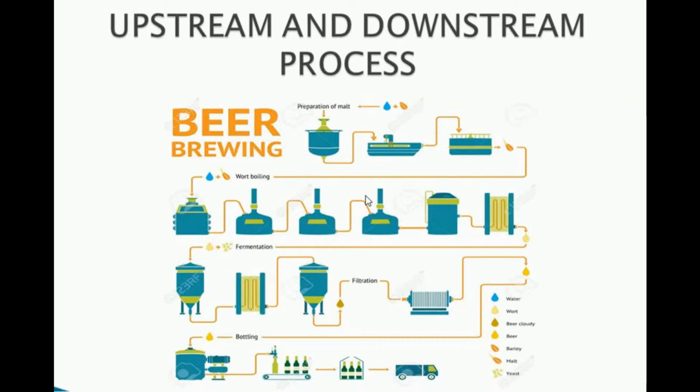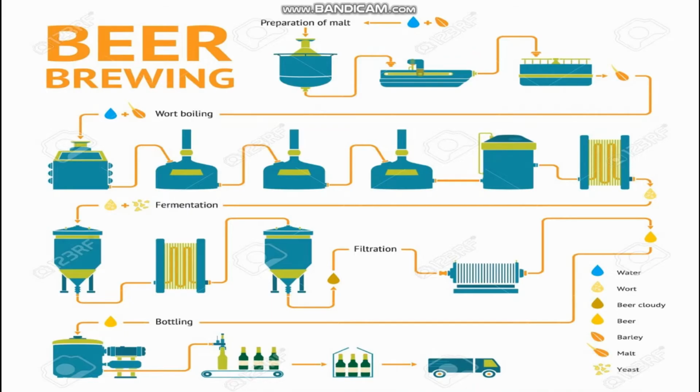In this process, the filtrate is then boiled with stirring for 2 to 3 hours, and the hop flowers are added at various intervals during the boiling. The main reason why boiling of wort is very important is to extract the hop flavor from the hop flower. Move on to the next step.